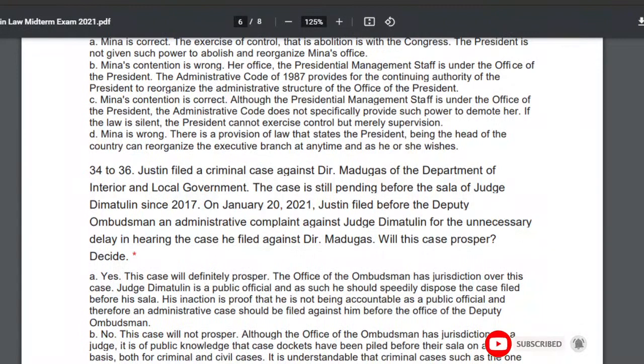34 to 36. Justine filed a criminal case against Director Mandugas of the DILG. The case is still pending before the sala of Judge Dimatulin since 2017. Now, on January 20, 2021, Justine filed before the Deputy Ombudsman an administrative complaint against Judge Dimatulin, the person in controversy now, for the unnecessary delay in hearing the case he filed against Director Mandugas. Now, will his case prosper?